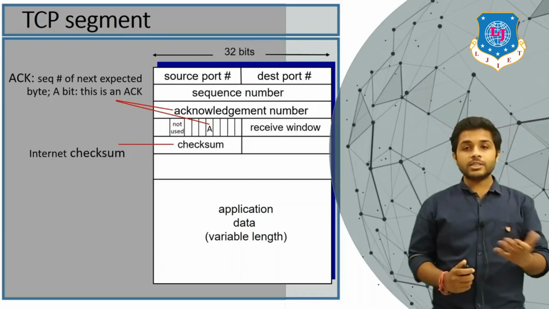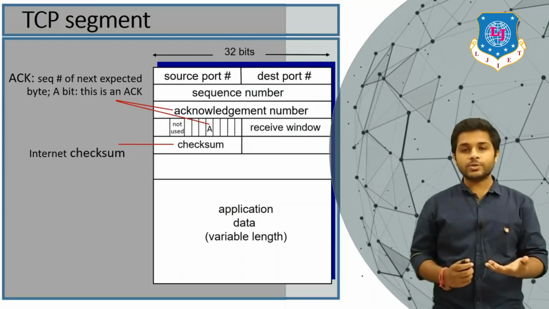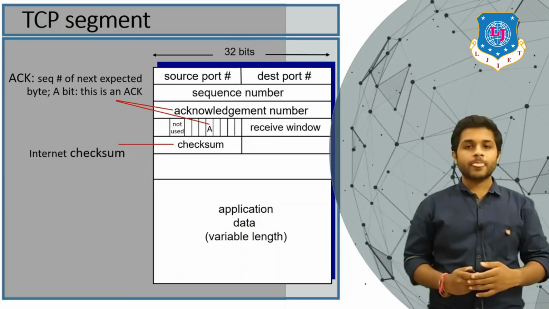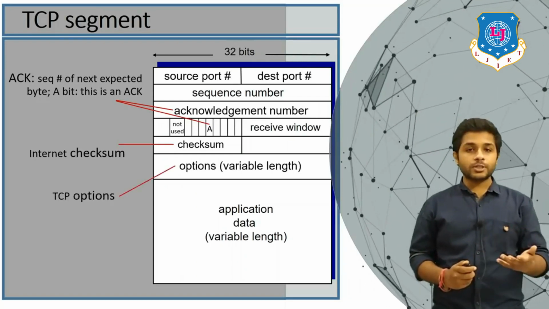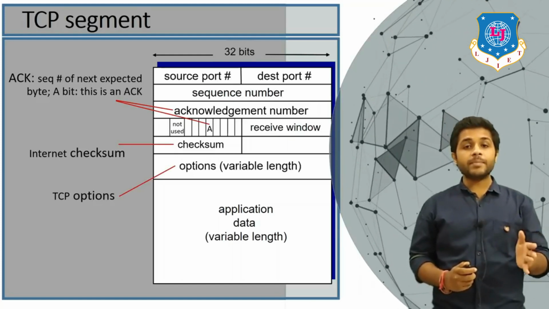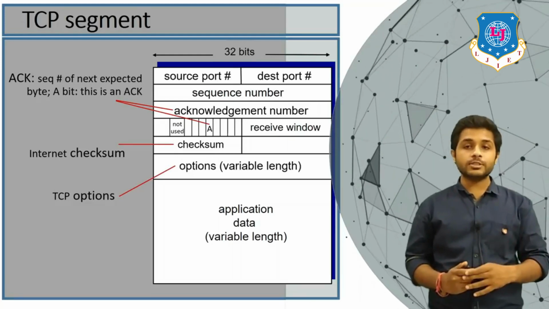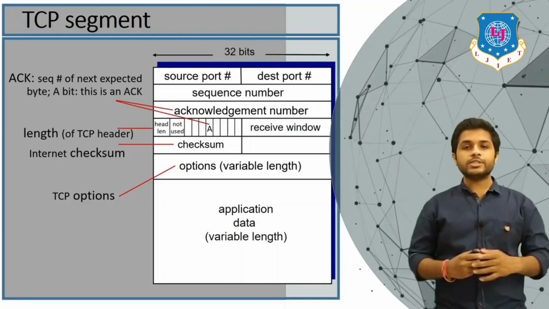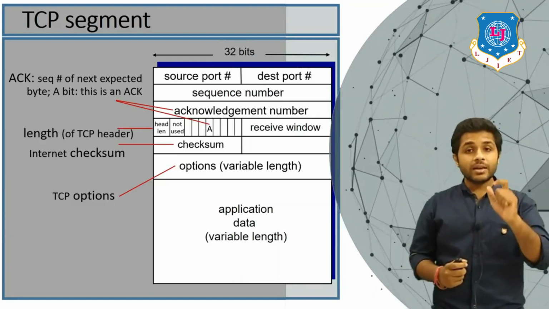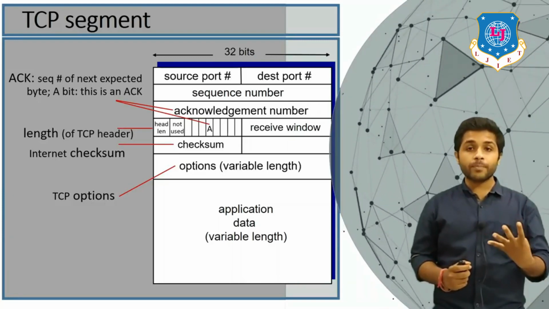Then the next field is the checksum. Again this field is used for error detection, and there is an option that in that field we will implement some different TCP options. Now let's see the next field, which is the header length. The length of this field is 4 bytes.